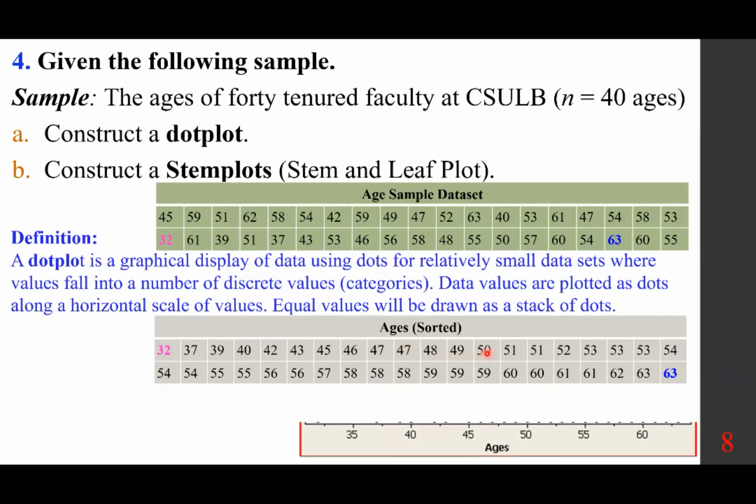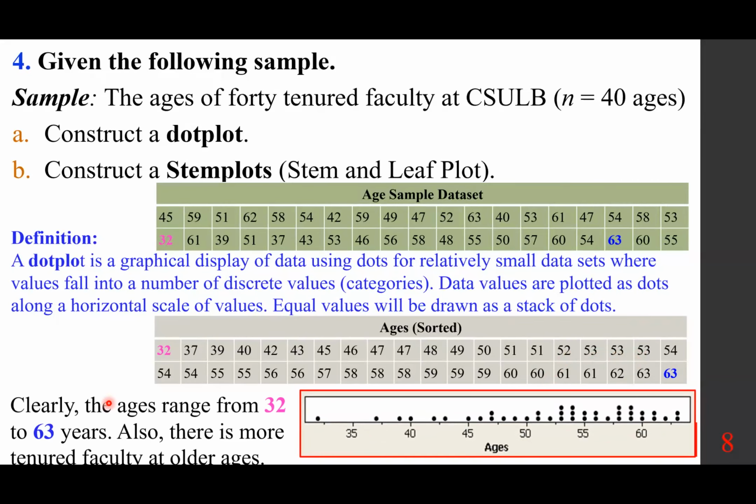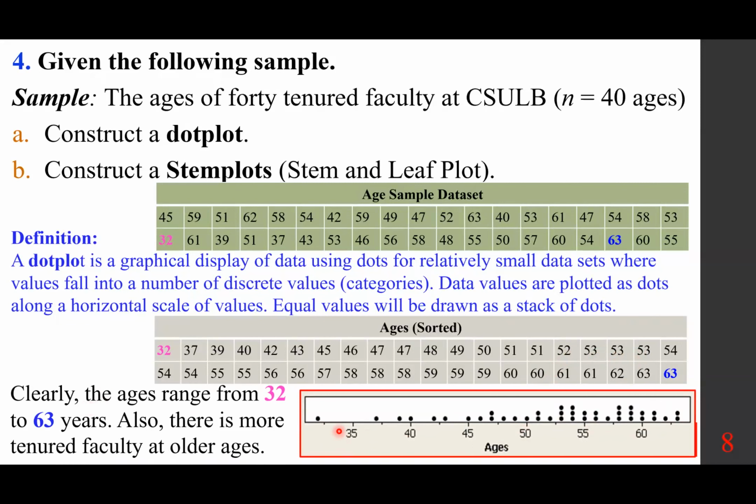Then I go to 48, 49, 50, 51. I find 51 and I put 2 dots. 52, and then when I get to 53, I put 3 dots. I locate 53 and I put 1, 2, 3 dots, so on and so forth. So I hope everybody is clear as to how we make this one up. And if you look at it, there are more dots at the end.